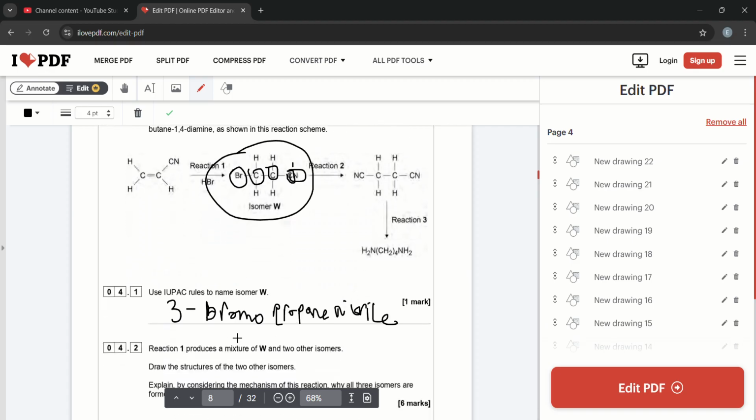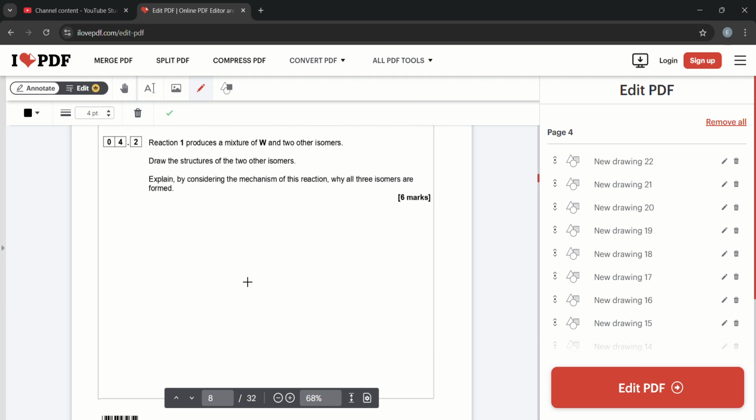Usually when they ask you to name an isomer using IUPAC rules, there's a trick, because it's not going to be a simple mark for 1 mark. It's not going to be a simple thing.